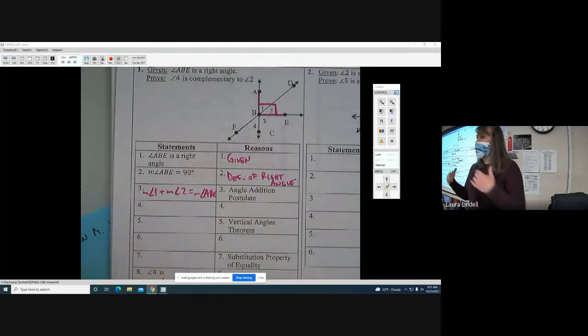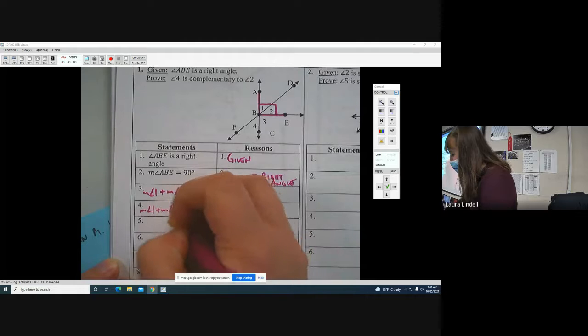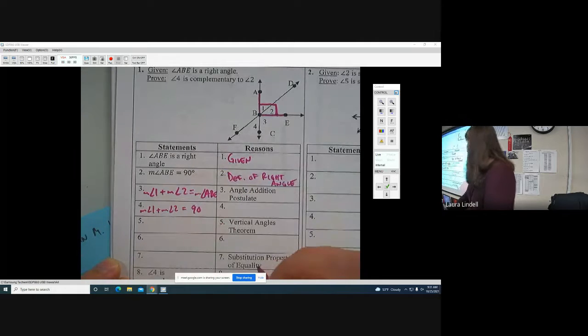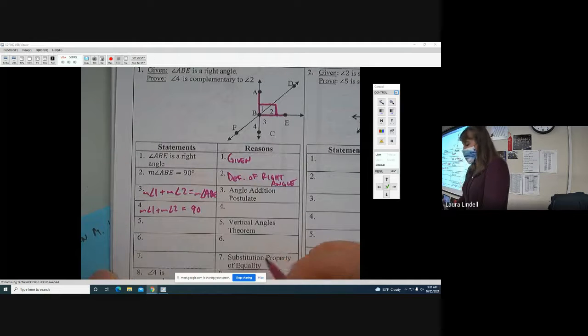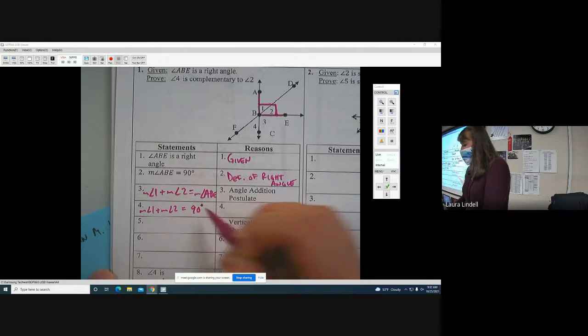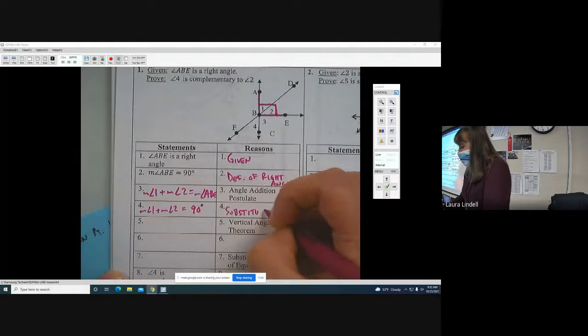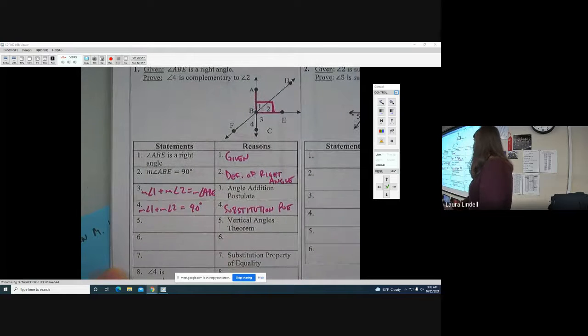In step 4, though, that's where we're going with what you guys said. We're going to go angle 1 plus angle 2 equals 90. Is that substitution? It is, because we're just taking out angle ABE and substituting in 90 instead. See, you guys got this.